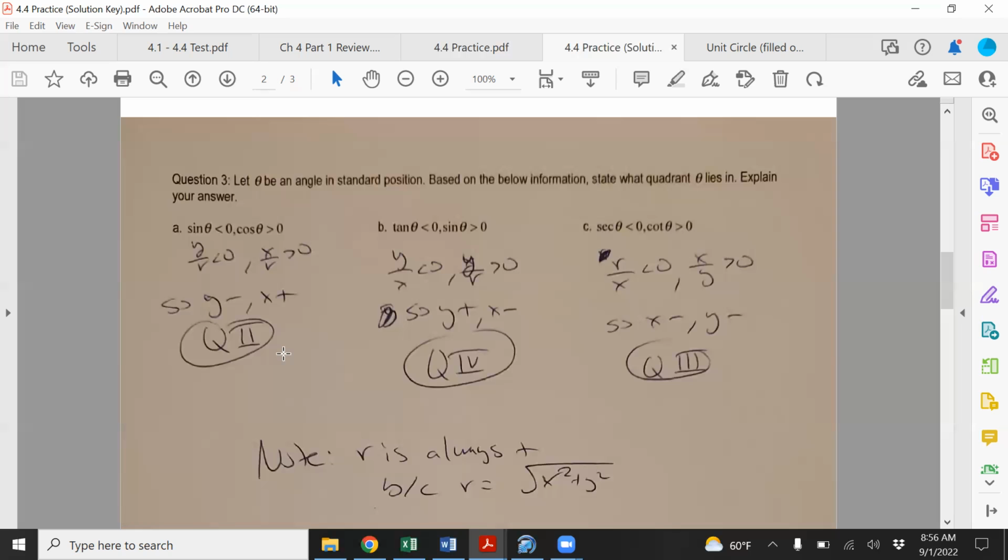If y is positive and x is negative, wouldn't that be quadrant 2? Oh, wait one second. Oh, hold on. Did I make a mistake? Isn't it the first? No wonder you guys are confused. Oh my goodness, I got to fix my answer. I think I got it.